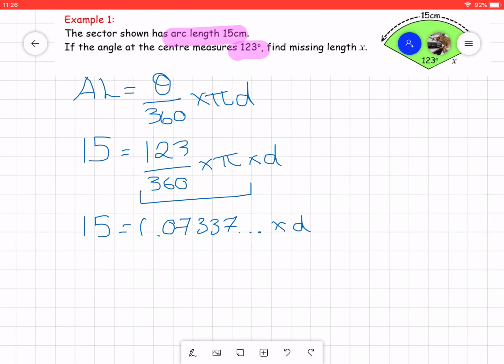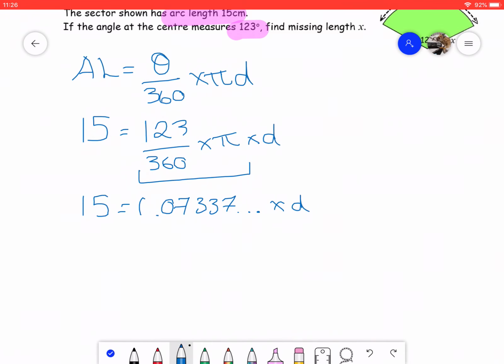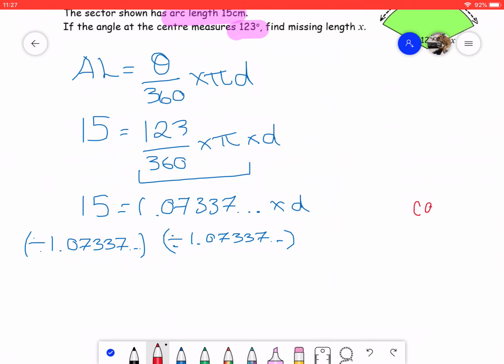What we want is to find out what d is. I've got a number multiplied by d. To get rid of that number, I'm going to divide both sides of the equal sign by that number. So I'm going to divide both sides by the long decimal. We're not rounding it at all. We're just keeping it as it is, and you're not going to clear your calculator. So do not press on or the clear button. This is what you're going to put in your calculator: 15 divided by, and then you press the answer button.